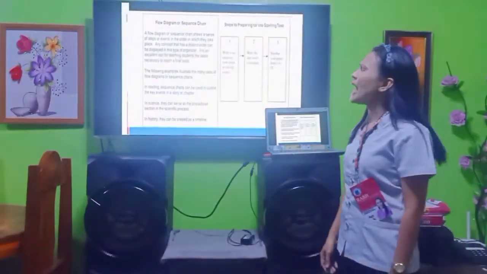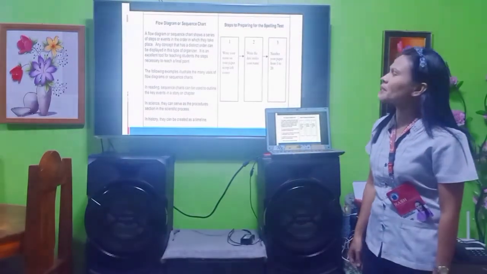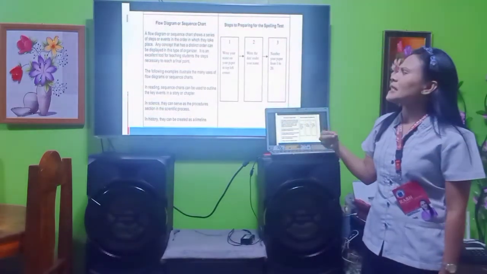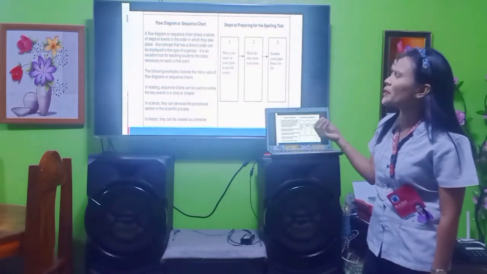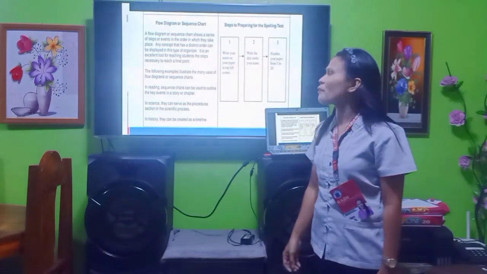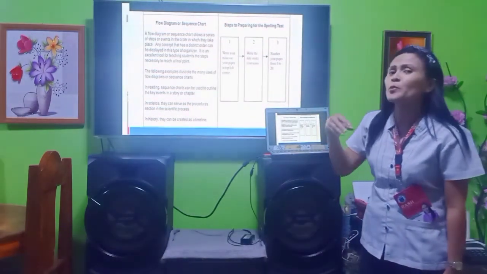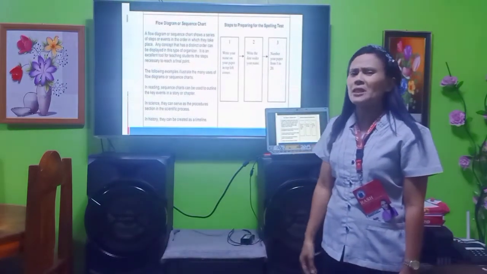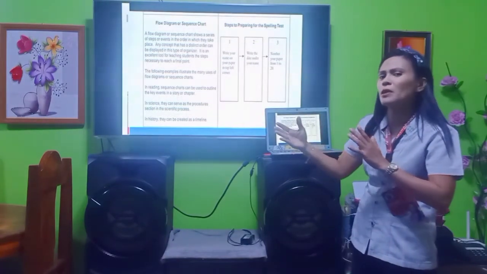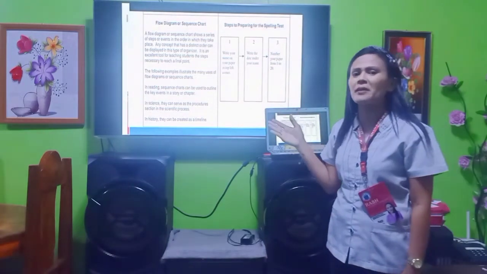Another, we have the flow diagram or sequence chart. So this one shows the series of events in the order in which they take place. So any concept that has distinct order can be displayed in this type of organizer. It is an excellent tool for the teacher for teaching the students the steps necessary to reach the final point. So when we wanted to illustrate something in particular order, say for example, the process of doing something, our option is to use the flow diagram or sequence chart.